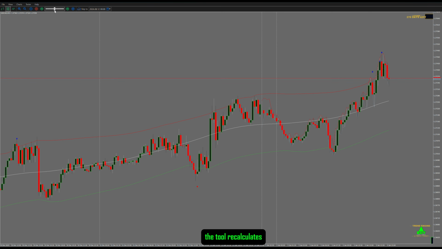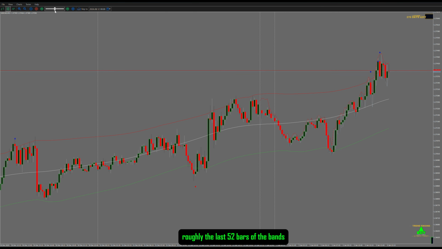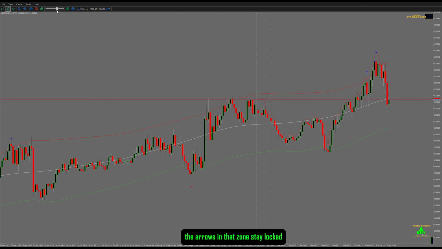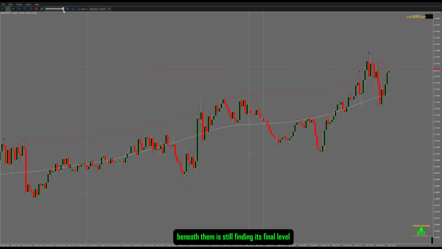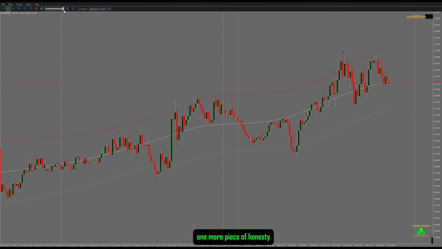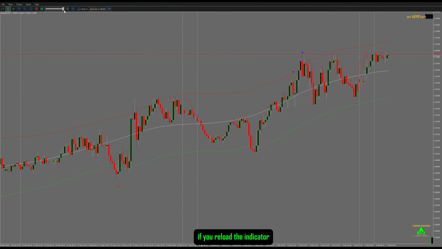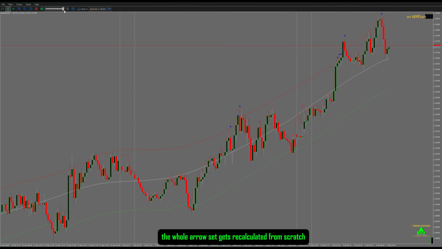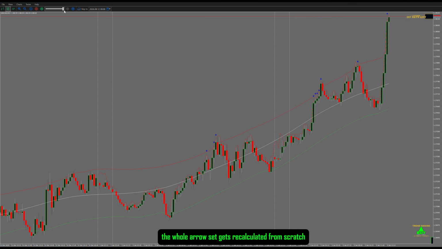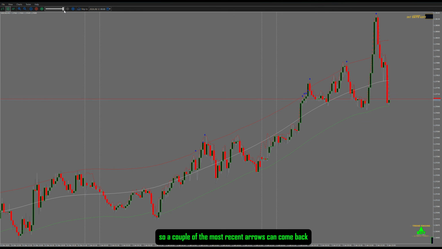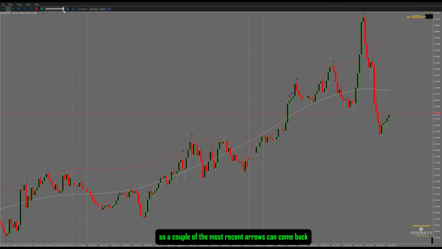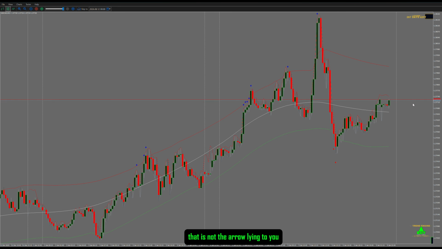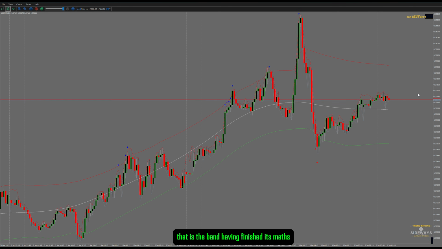The tool recalculates roughly the last 52 bars of the bands on every tick. That's the settling zone. The arrows in that zone stay locked, but the envelope beneath them is still finding its final level. One more piece of honesty: if you reload the indicator, restart it, switch time frames, or refresh the history, the whole arrow set gets recalculated from scratch against the now settled bands. So a couple of the most recent arrows can come back slightly different from what you watched live. That is not the arrow lying to you, that is the band having finished its maths.